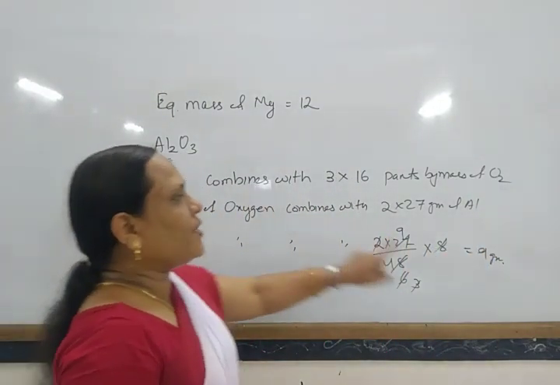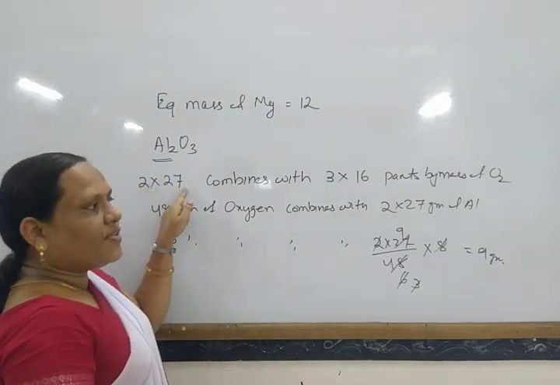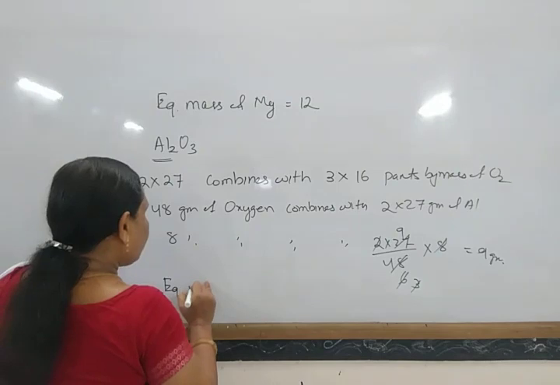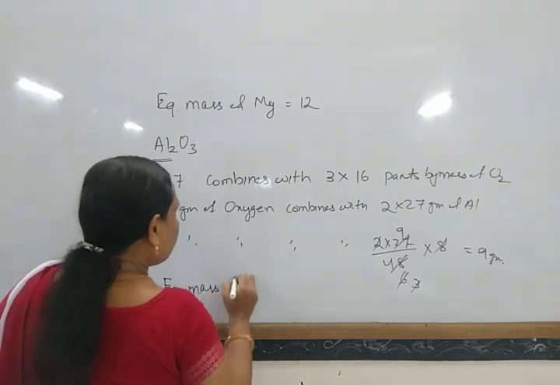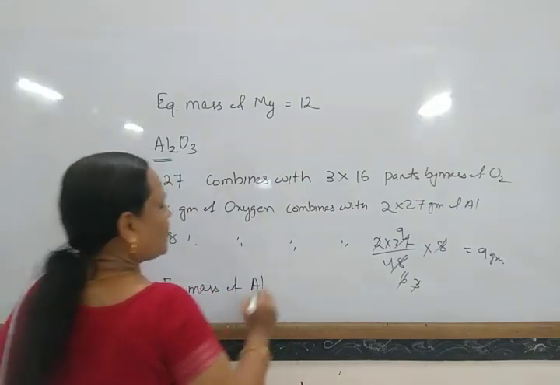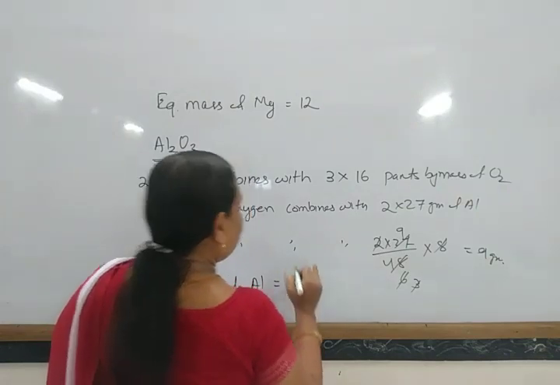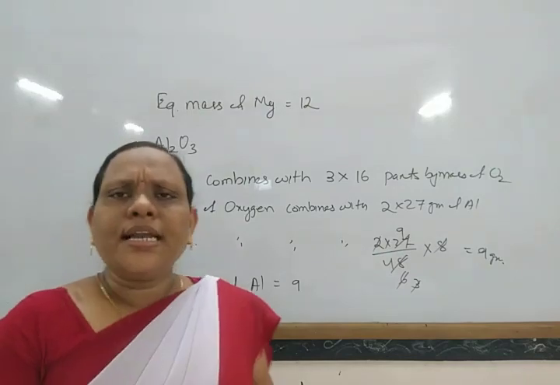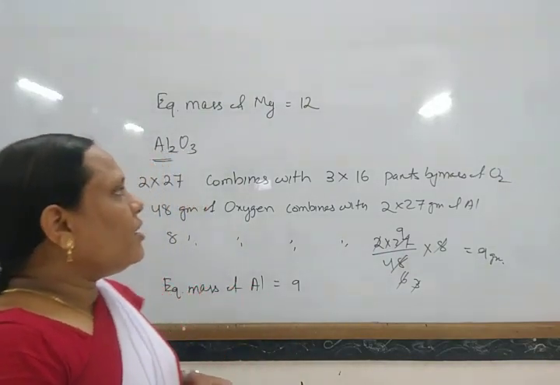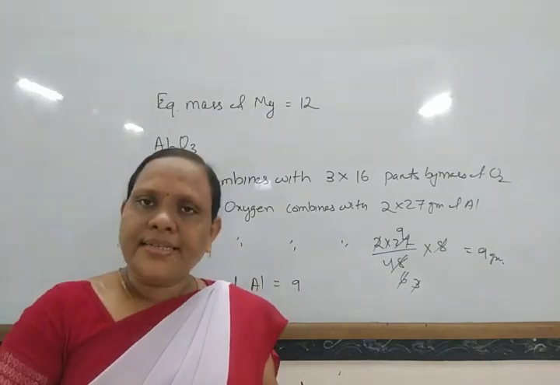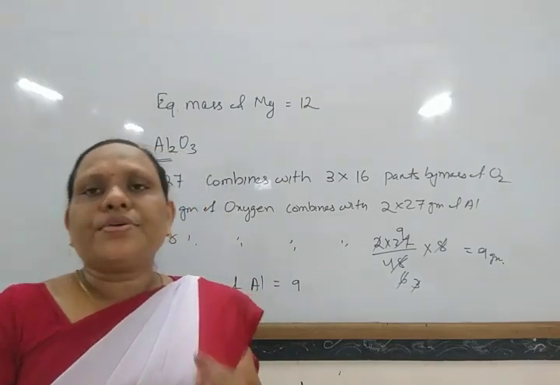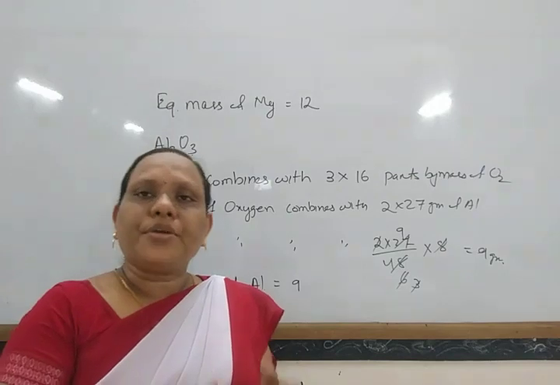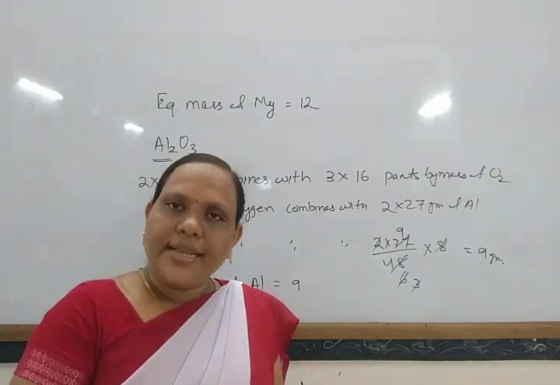When we express in gram, then gram; when we express number of parts, then number of parts. Then the equivalent mass of aluminium is 9. So experimentally, if we discuss the equivalent mass of metals, it is found that the equivalent mass of a metal is the ratio of its atomic mass and its valency.